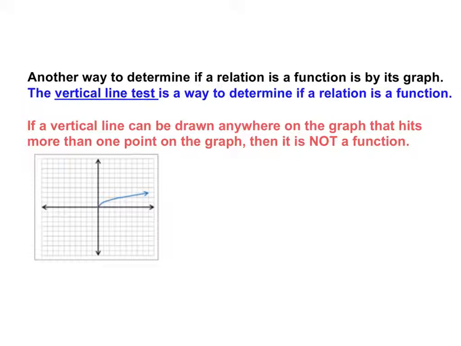So let me show you what this might look like, okay? There's a vertical line. Now I'm just going to grab it and move it, all right? Is it hitting more than one point? No. How about over here? No. Here, anywhere? Is it going to hit anywhere more than 1 point? No. No, it's never going to hit more than 1 point.